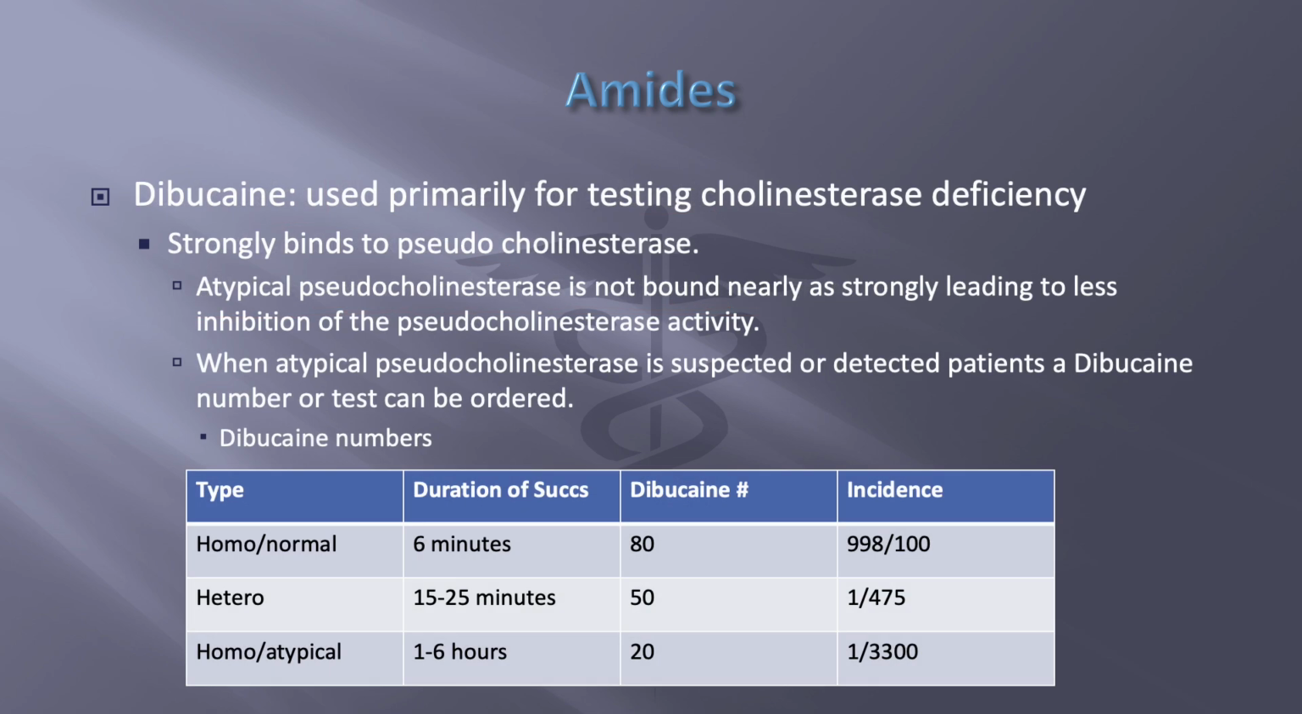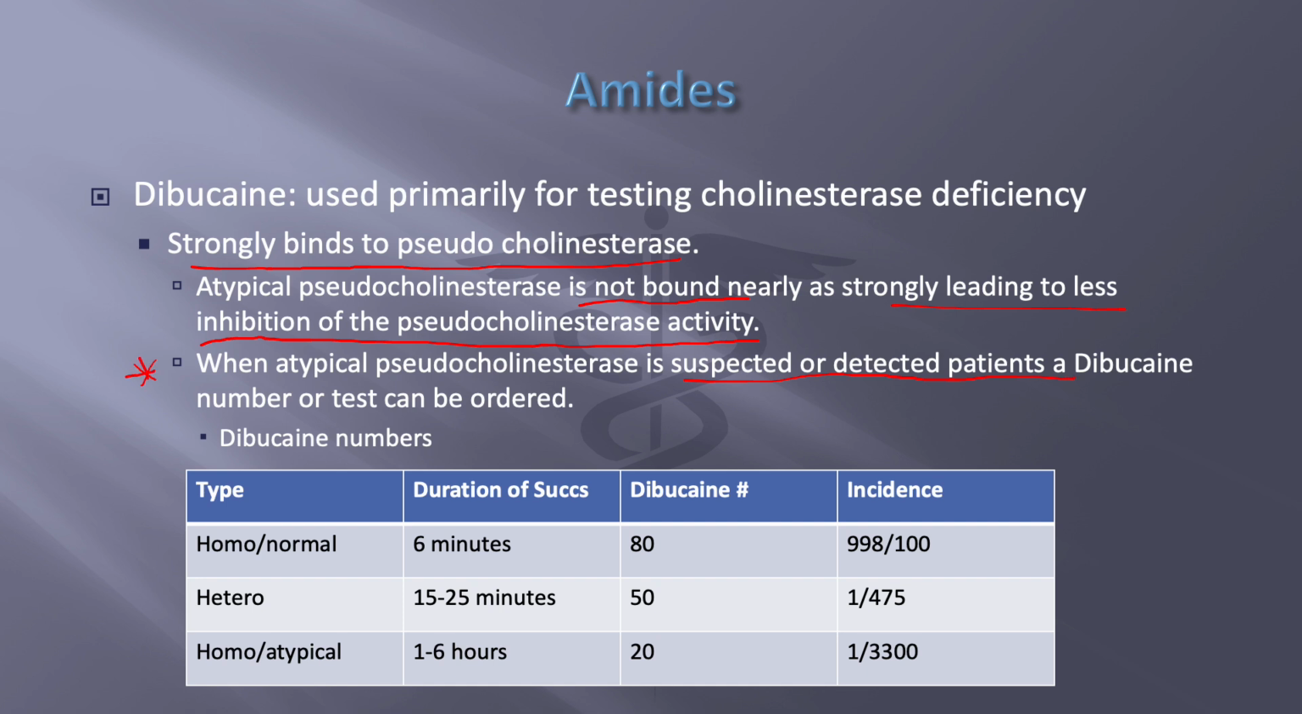Another amide local anesthetic that's important, but we don't use it commonly for providing anesthesia, is dibucaine. It's used primarily for testing cholinesterase deficiencies, okay? What's interesting about dibucaine is it strongly binds to our pseudocholinesterase. So atypical pseudocholinesterase is not going to be bound nearly as strongly, leading to less inhibition of the pseudocholinesterase activity. So when atypical pseudocholinesterase is suspected or detected in patients, a dibucaine number or test can be ordered.